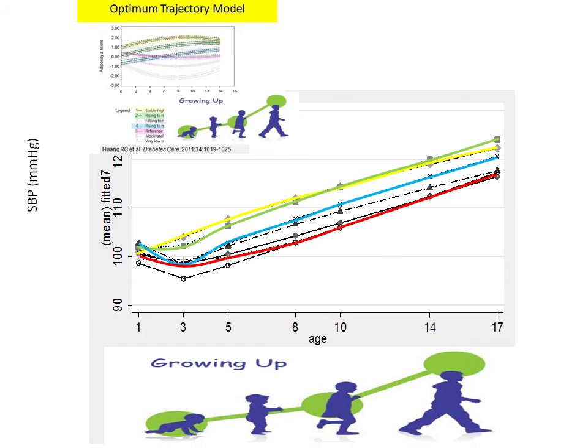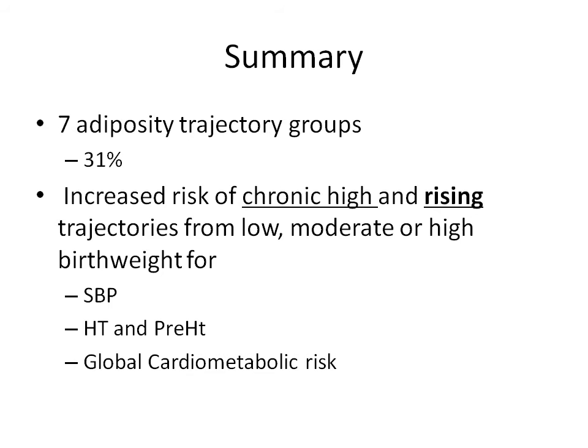So the summary of this section of the talk is that 7 adiposity trajectory groups were seen. 31% of them belong to the chronic high and rising trajectories from either low, moderate or high birth weight. And it's important to emphasise that these rising trajectories were irrespective of whether they came from a low, moderate or high birth size.